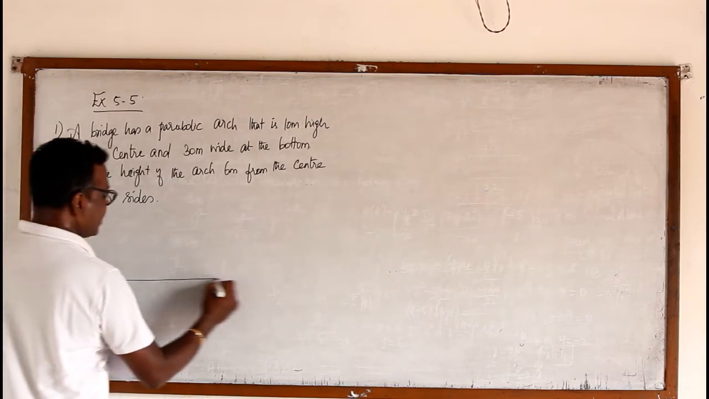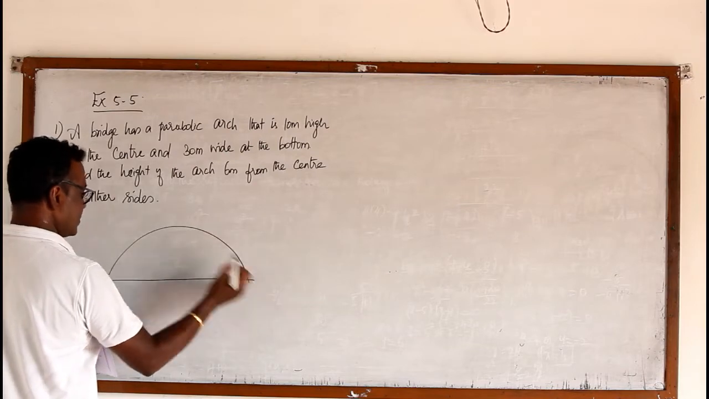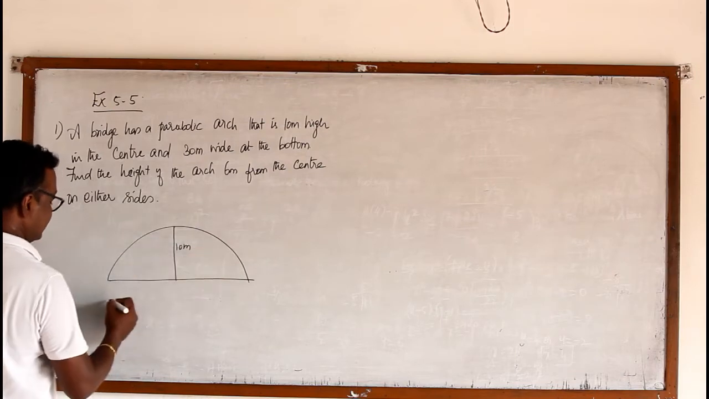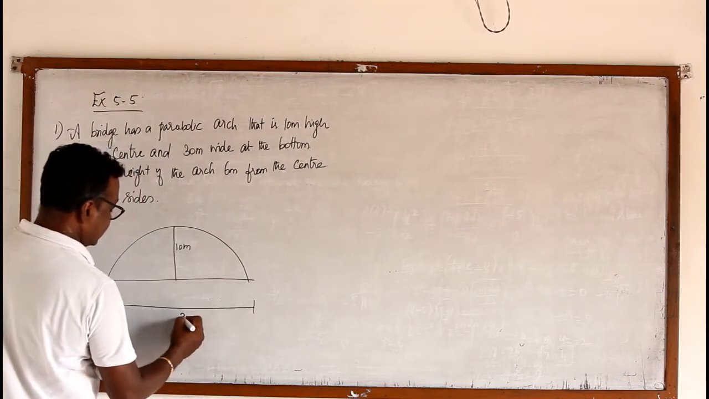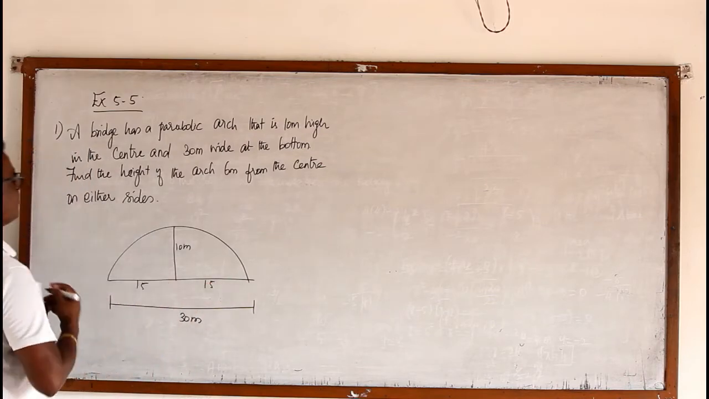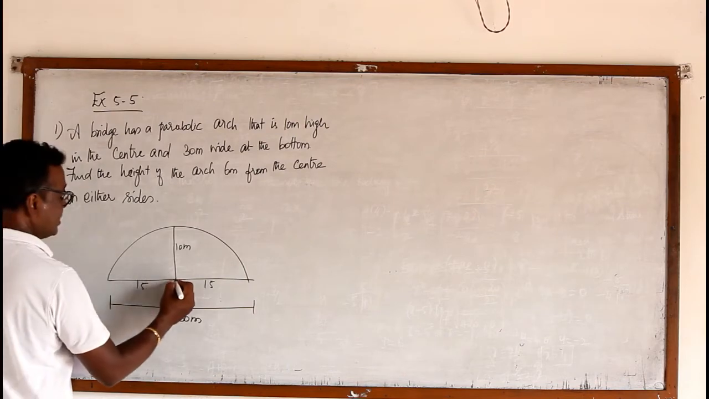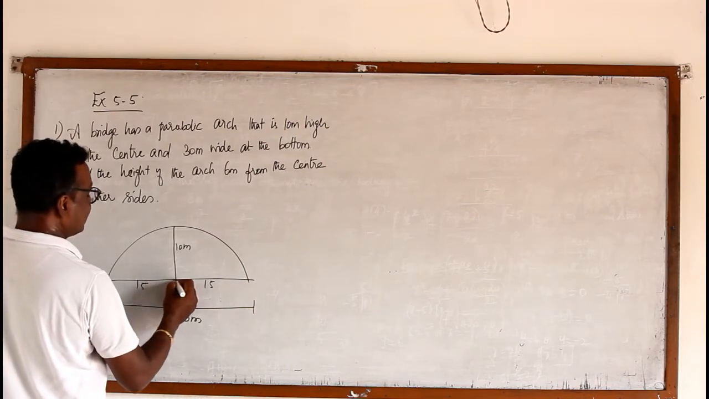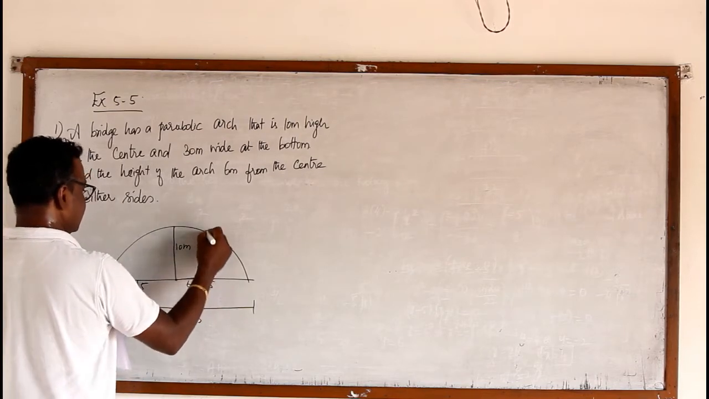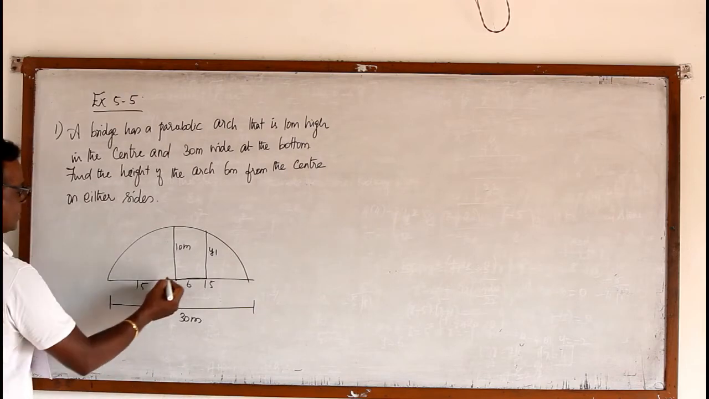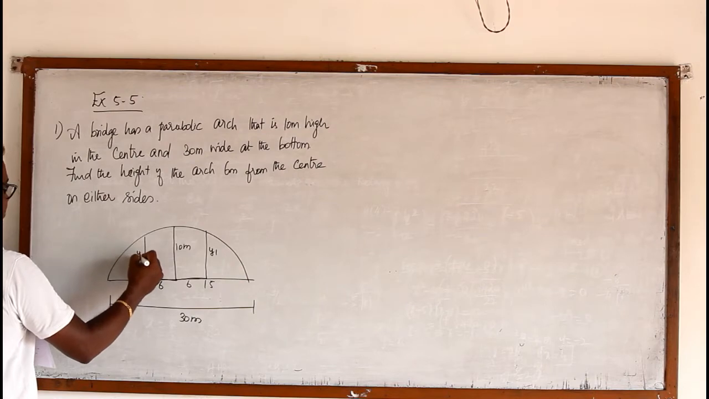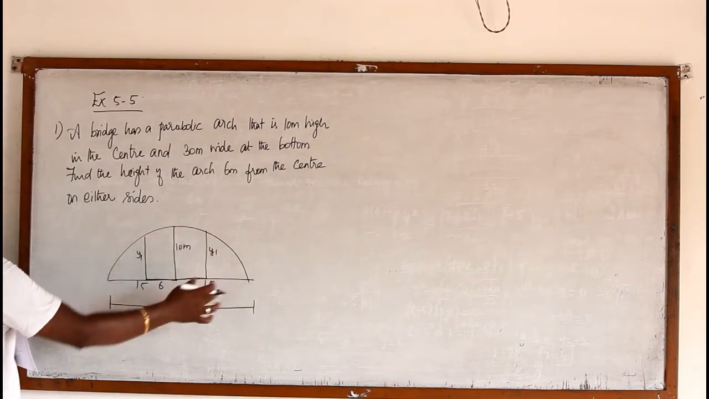That is, a parabola of this form, where the center height, that is the maximum height, is 10 meter and the width is 30 meter. So I can say this one is 15 and this one is 15. Now they need the height at, say, 6 meter from the center. Suppose I give this height needed as y1. Similarly, if this is 6, there will be a height here as well. Both will be equal because the curve is symmetric.